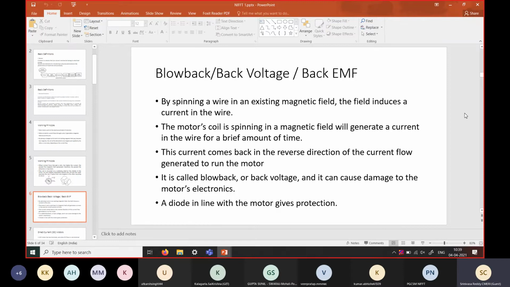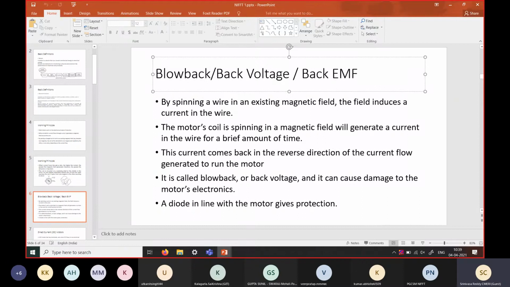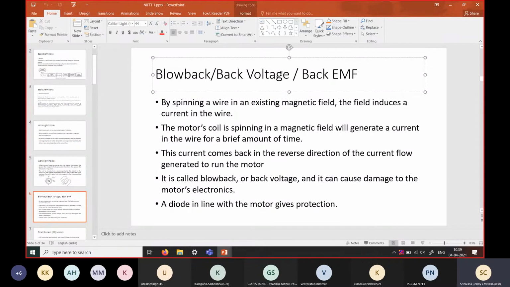Our intention with the motor is that we supply electrical energy and get mechanical energy as output. But sometimes the motor is connected to some mechanism, vehicle or machine, and due to the motion of some other elements the motor is driven. When electrical energy is not supplied, the motor itself acts like a generator and produces some voltage. That may result in damage of the motor electronics.